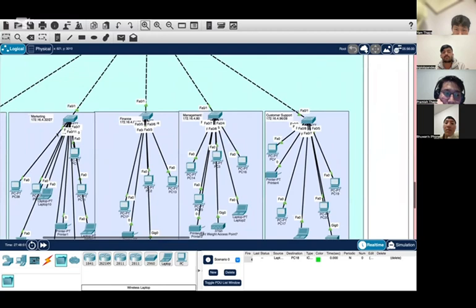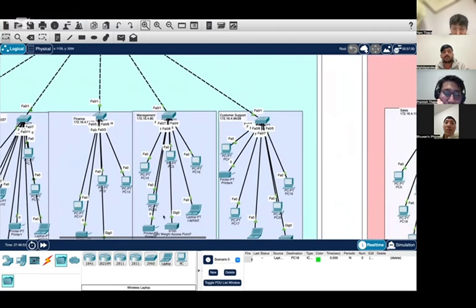So this is a VLSM subnet design, and the same goes for Brisbane as well. That's it. This is our final design, a 3-layer architecture. Thank you very much.